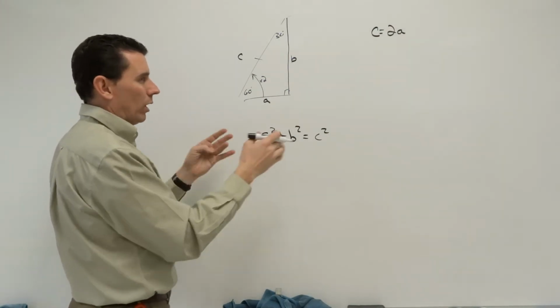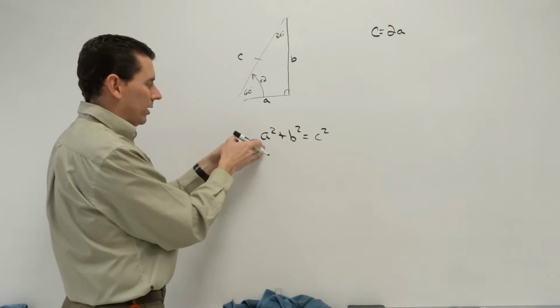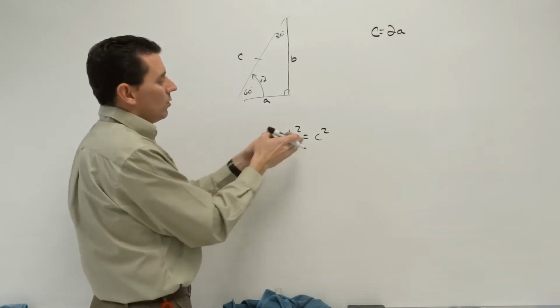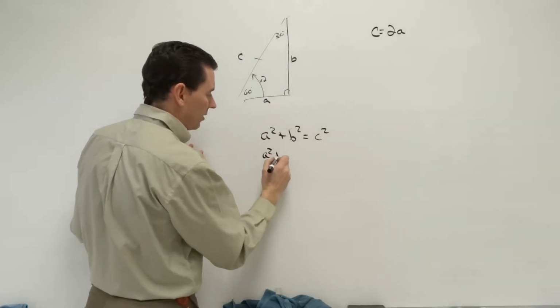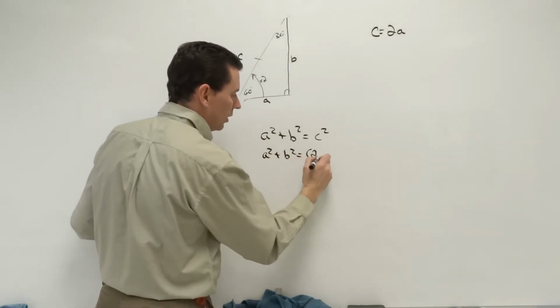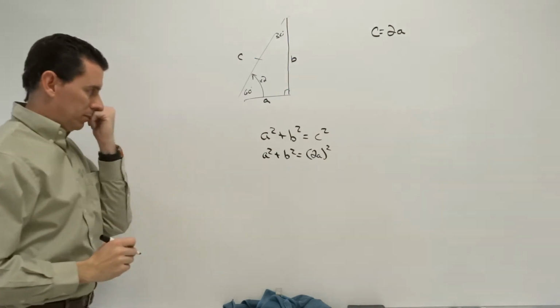rather simple, right? I don't have too many variables in here. I want to keep everything in terms of the short leg, the base. What is C equal to? 2A. We just figured it out up there. So I could rewrite this as A squared plus B squared equals (2A) squared.